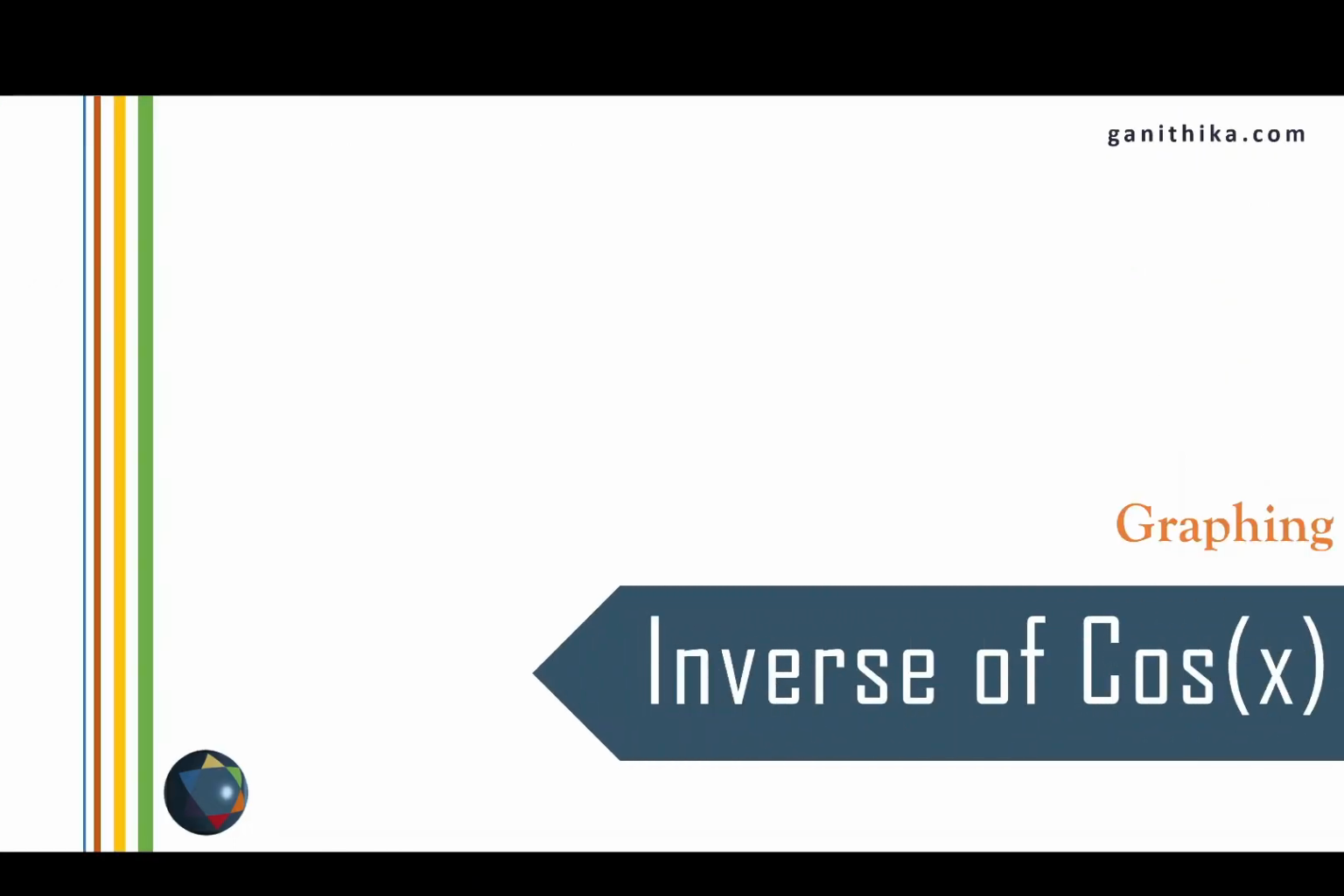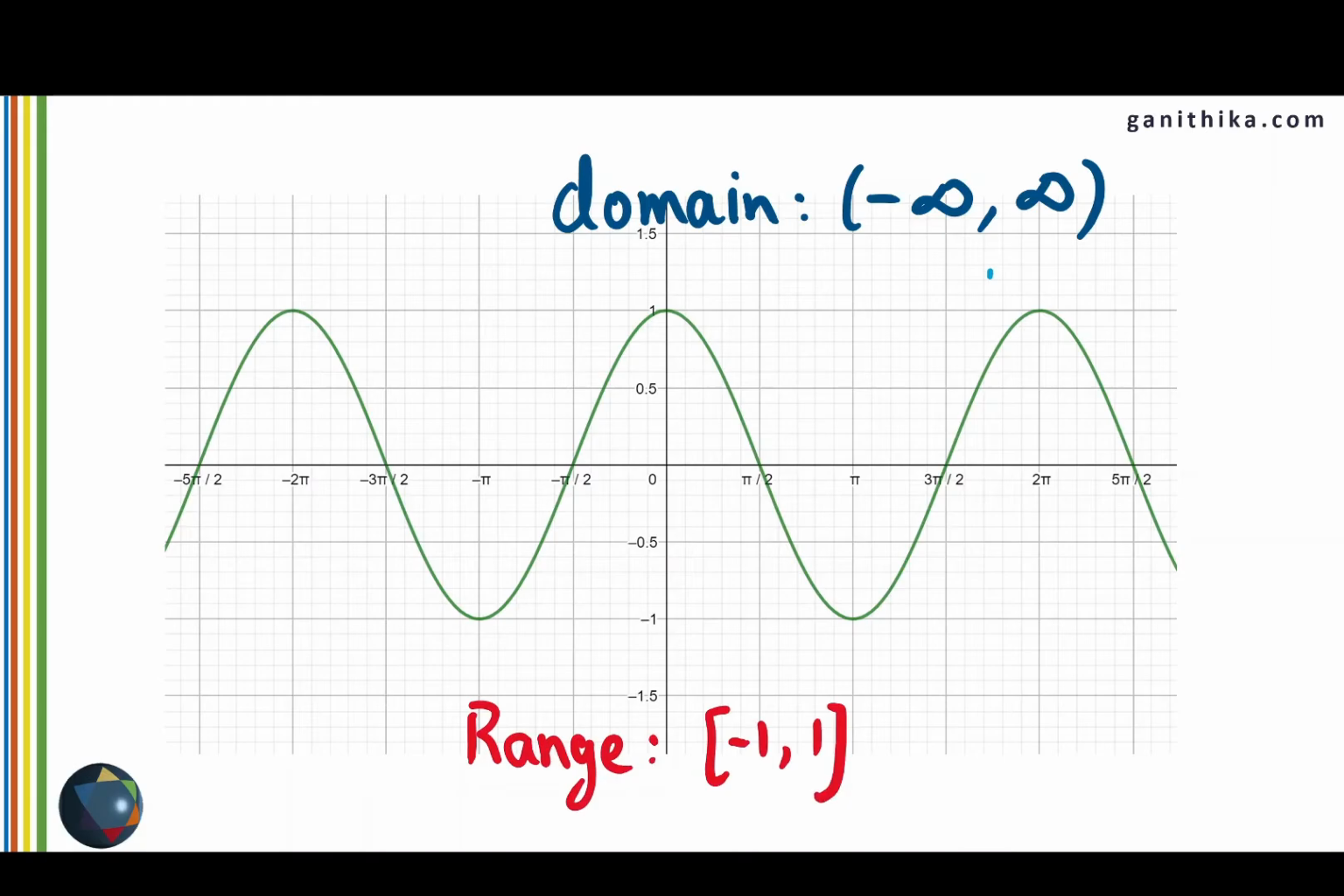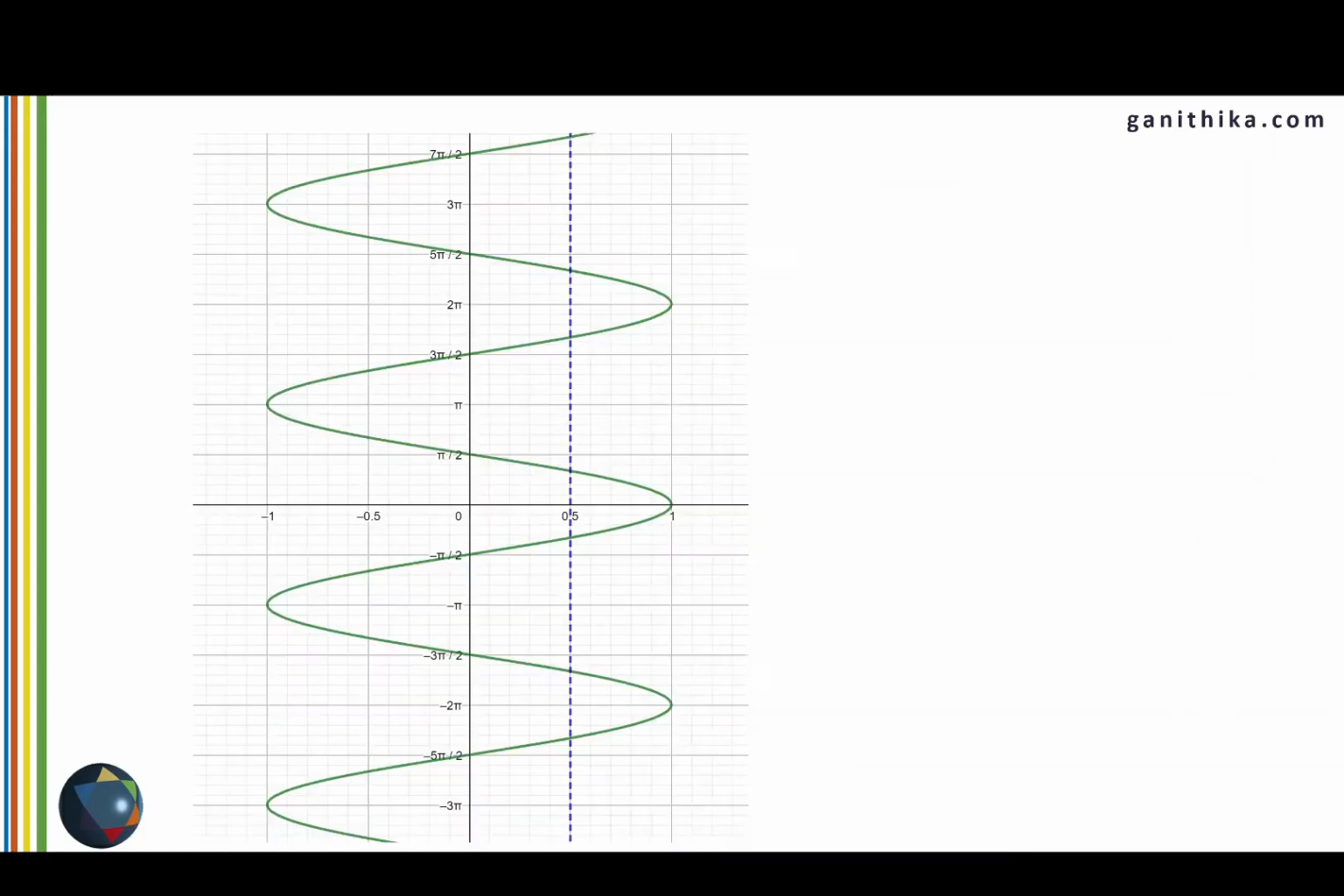Now let's consider inverse of cos x. A cos x curve looks like this. The domain of cos x is negative infinity to infinity, and the range is negative 1 to 1, as we had in sin x. For finding the inverse of this graph, we swap the x and y axis and change the graph like this, so that you can see that the x axis contains negative 1 to 1 and the y axis has all the real numbers.